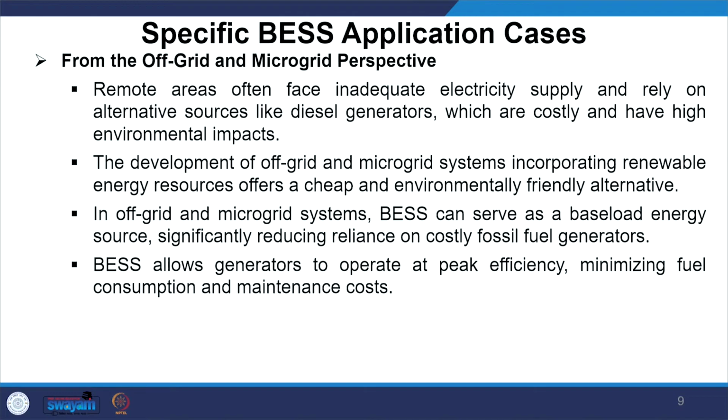However, you can have battery storage technology, which can be charged through your own renewable energy sources, which is one of the best options, or at least from the grid you can charge it and keep it for discharging. So, the development of off-grid and microgrid systems incorporating renewable energy resources offers cheap and environmentally friendly alternatives. In off-grid and microgrid systems, battery technology can serve as a base load energy source, because anytime it can give you X kilowatt hours of energy, significantly reducing the reliance on costly fossil fuel generators. So, perhaps you can altogether eliminate your diesel generator if you have battery technology.